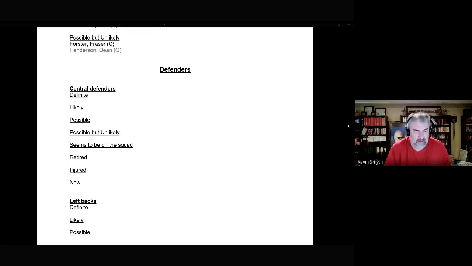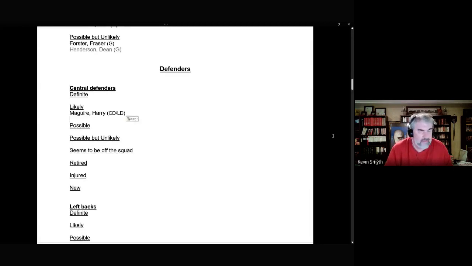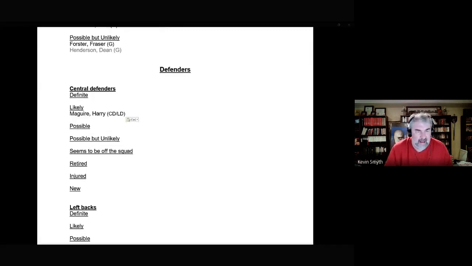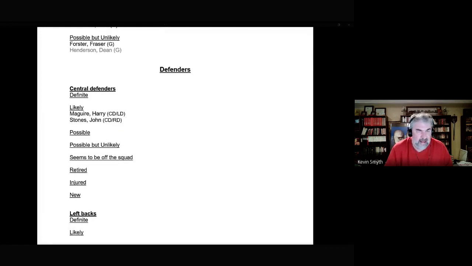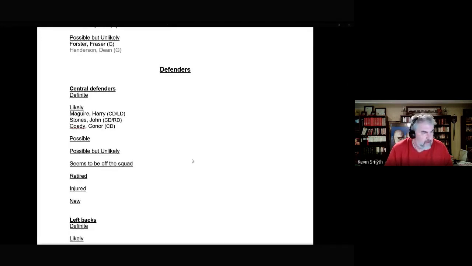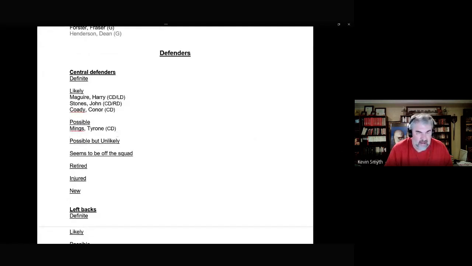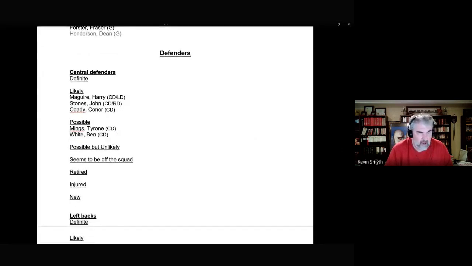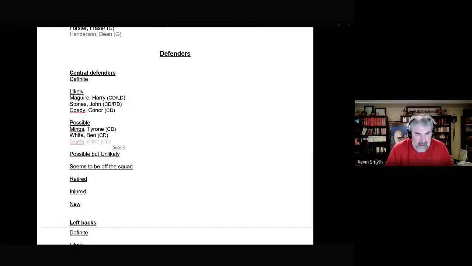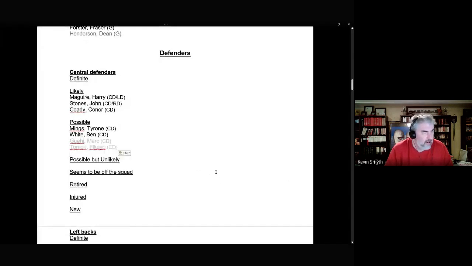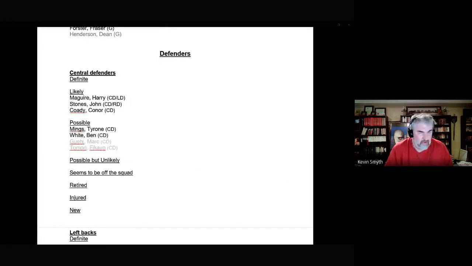And just to give out the names, we have Harry Maguire as a likely candidate, and John Stones as a likely candidate, and Conor Coady as a likely candidate. Tyrone Mings as a possible candidate, Ben White as a possible, Marc Guéhi as a possible, and Fikayo Tomori also as a possible. So those are all the candidates we have. And let's go back to the beginning with Harry Maguire.